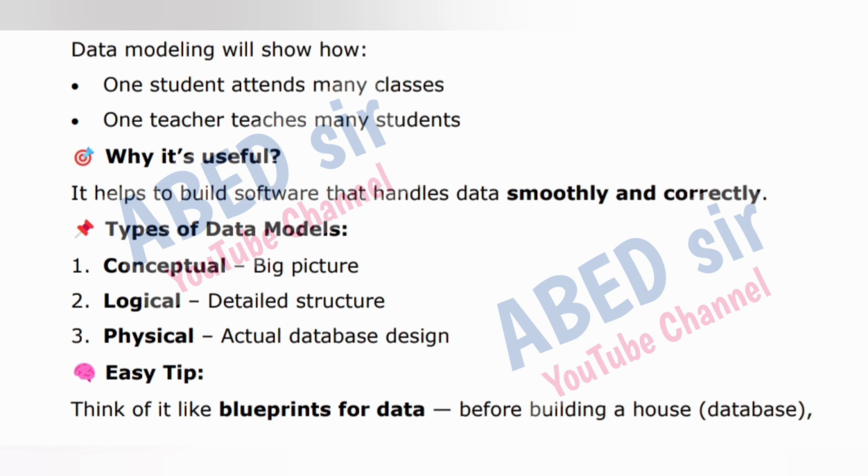Types of data models: 1. Conceptual, big picture. 2. Logical, detailed structure. 3. Physical, actual database design. Easy tip: think of it like blueprints for data before building a house, the database.